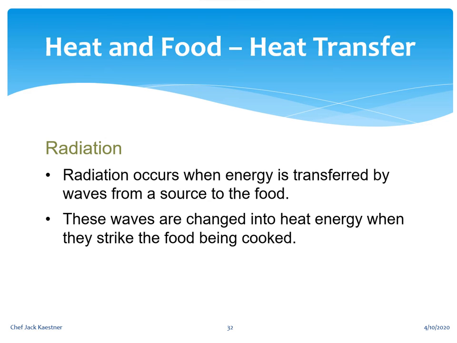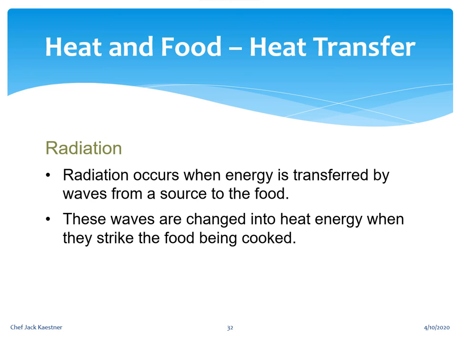Radiation occurs when energy is transferred by waves from a source to the food. So, the first one you think of is the sun. You've got the radiation waves, and a grill too is another form of radiation, the heat energy from the charcoal.